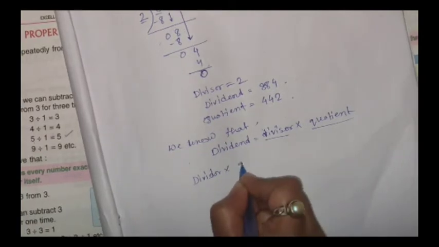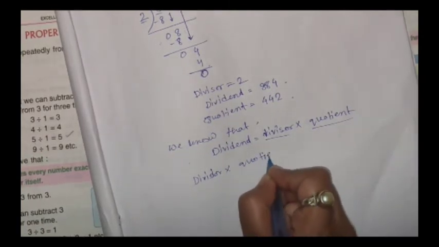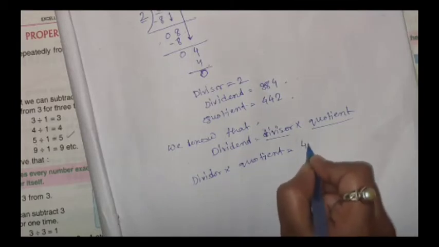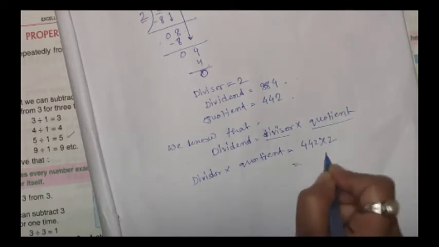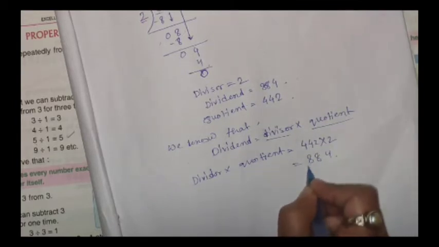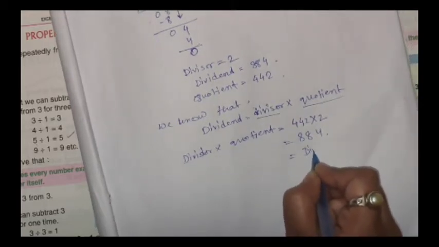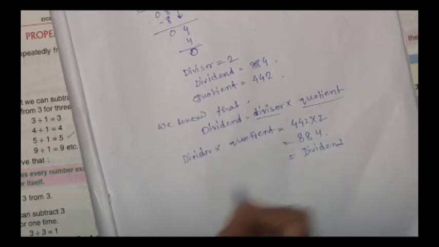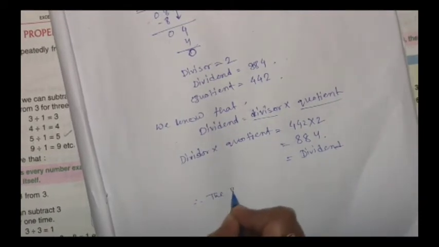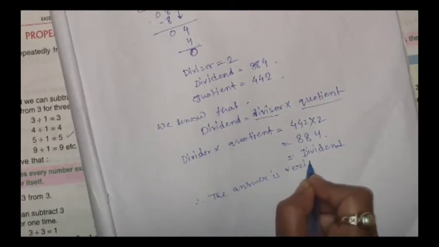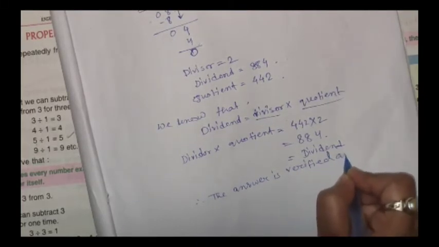Divisor and quotient. Let's check whether I will get the dividend or not. We will check whether we get the dividend by multiplying these two. Let's check that. 442 into 2, 2 to the 4, 4 to the 8, 4 to the 8. So we have gotten the dividend. So the answer is verified and it is correct.